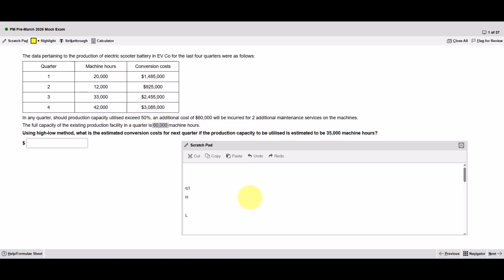In the scratch pad here, I'm just going to capture the high and low. So we use the independent variable to decide what the high and low is, and machine hours is the independent variable. So we're going to use Q4 and compare to Q2. So the difference in machine hours is 30,000. But before I work out the difference in conversion costs, I'm just going to do that adjustment for the 60,000 because this line includes this additional 60,000.